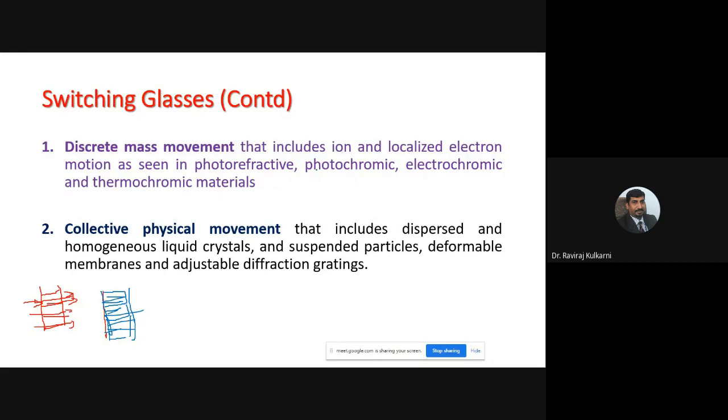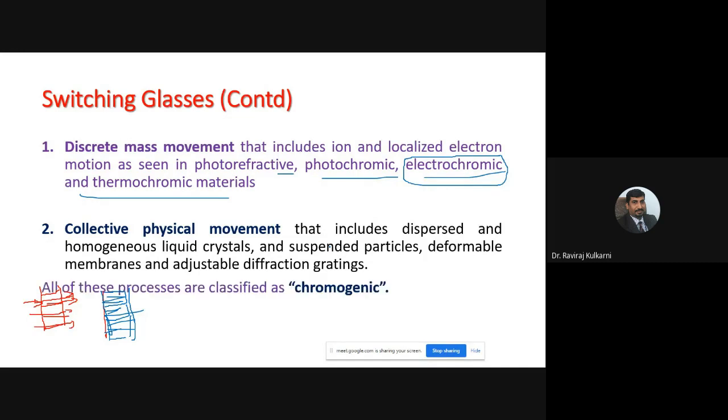And discrete movement means electron transfer or ion transfer happens. That happens in photorefractive, photochromic, electrochromic, and thermochromic materials. For your syllabus, I'm just keeping this to electrochromic, because if I discuss everything it becomes a big topic and it's very difficult for you to write in the examination also. I'm restricting myself to electrochromic windows.